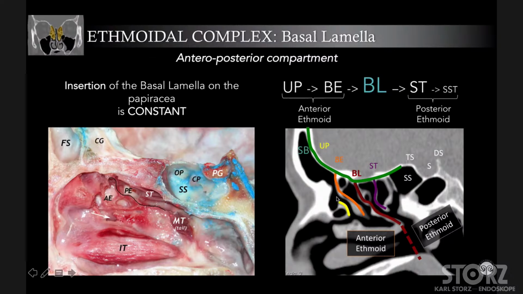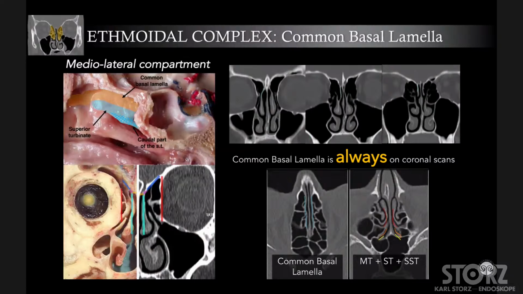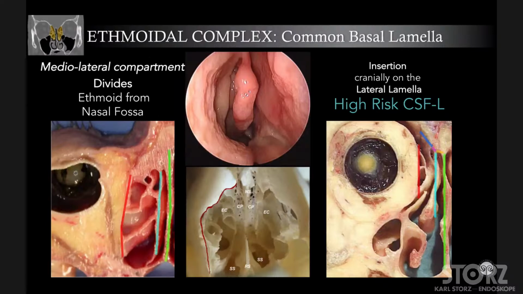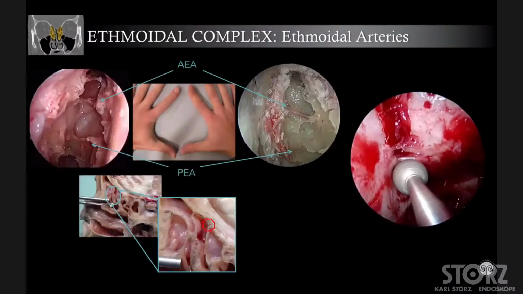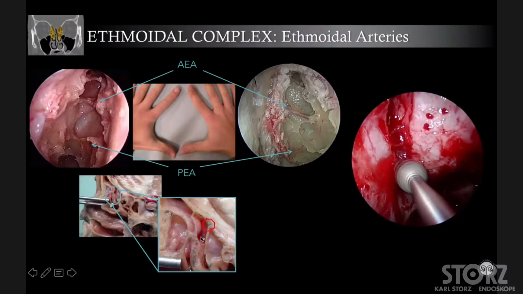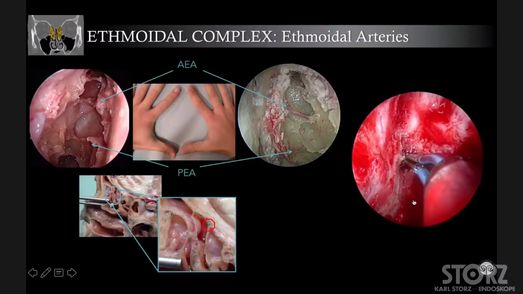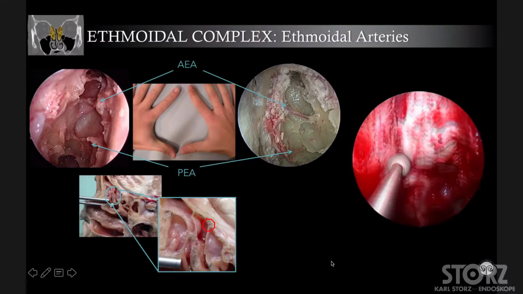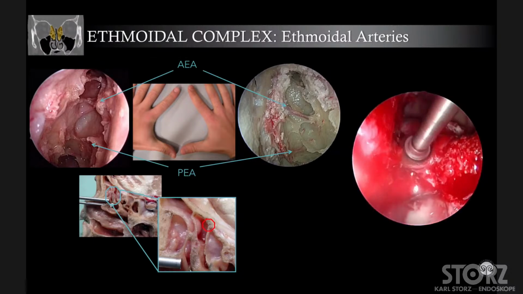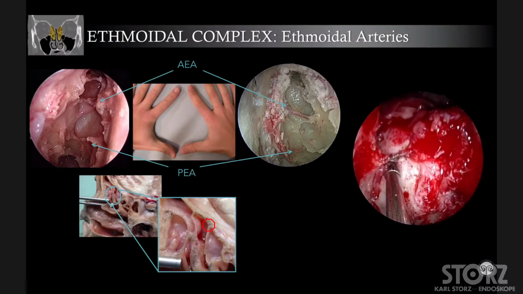Finally, you can see once again the shape of the anterior skull base and the insertion of all these structures: uncinate process, middle turbinate, posterior ethmoid, and sphenoid sinus. Okay, it's quite important to understand all these structures in order to avoid the CSF leak. This is the position of the anterior and posterior ethmoidal artery at the level of the roof of the ethmoid. This is an in vivo case when we are cauterizing and cutting the anterior and posterior ethmoidal arteries.